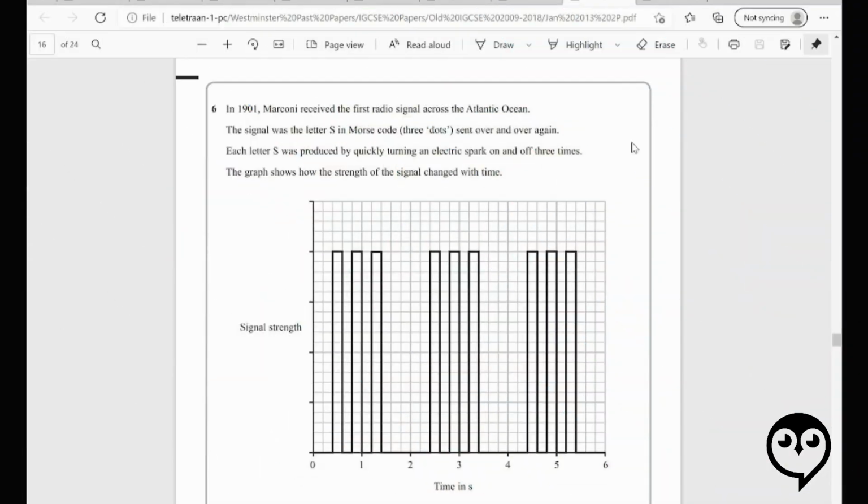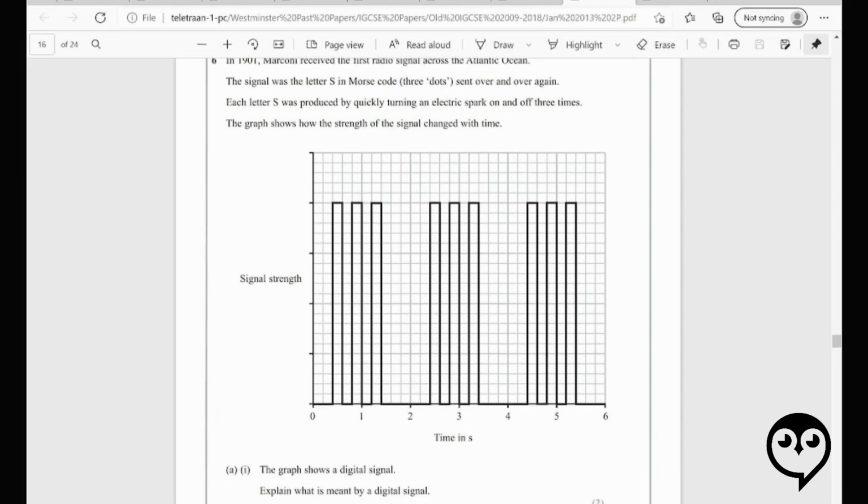Starting things off, we've got an analog digital signals question. This is from GCSE Edexcel, January 2013, paper 2. So, 1901, Marconi receives the first radio signal across the Atlantic Ocean. The signal was the letter S in Morse code and just sent over and over. Morse code is 3 quick dots. You can see dot, dot, dot, right?